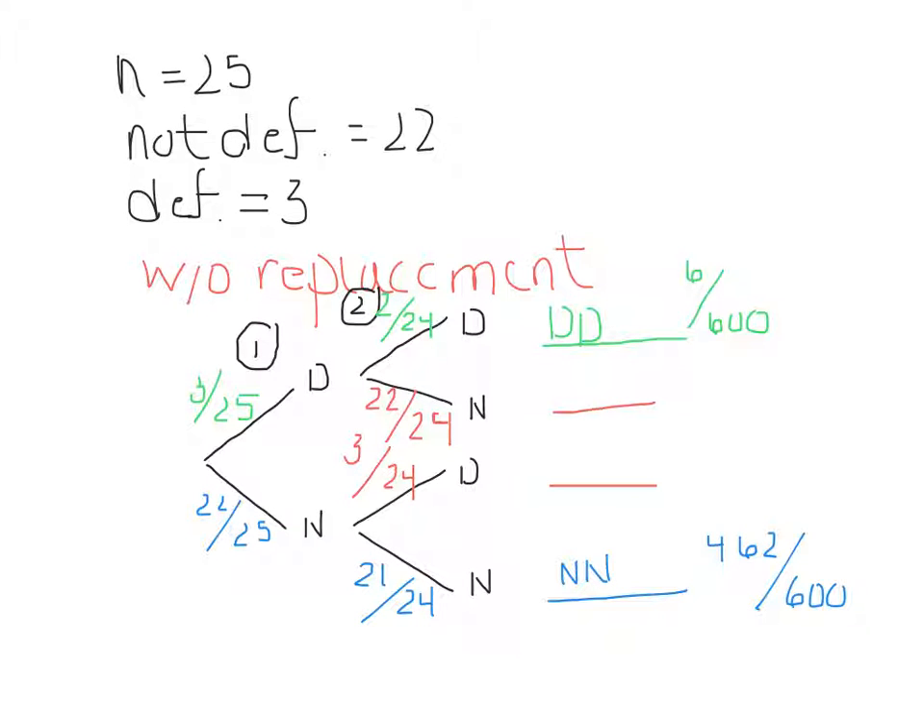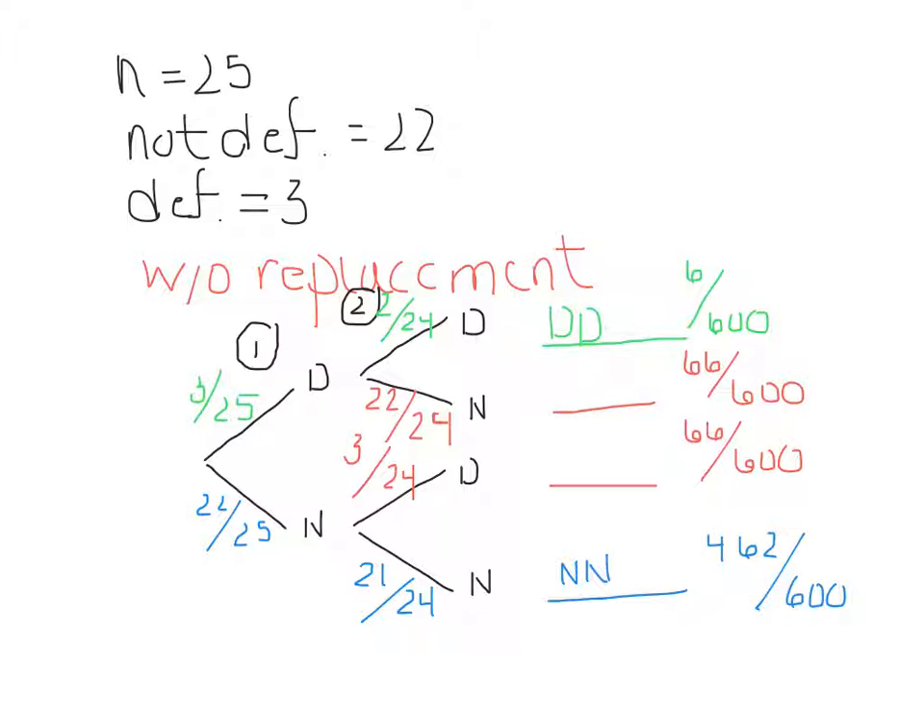The probability that one is defective and the other is not would be the product of the middle branches. If the first is defective and the second is not, that would be 3 times 22, or 66, over 25 times 24, 600. If the first was not defective and the second is, the probability would be 22 times 3, or 66, over 25 times 24, 600.